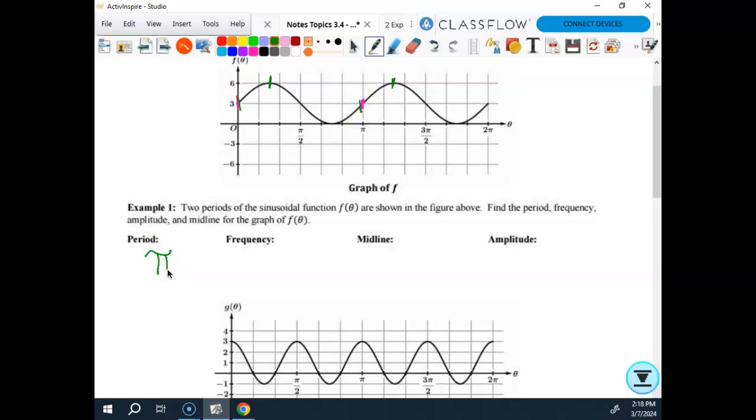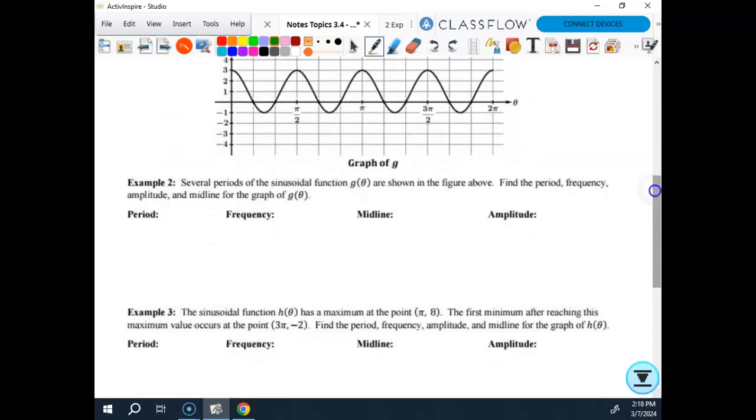So what is the frequency? 1 over pi, yes. Midline. Midline is in the middle, remember? It's not just 3, it is y equals 3. Very good. Amplitude is 3, yes, because it is the distance between here. So the amplitude is 3. Okay, we good on that? All right, what questions we got?